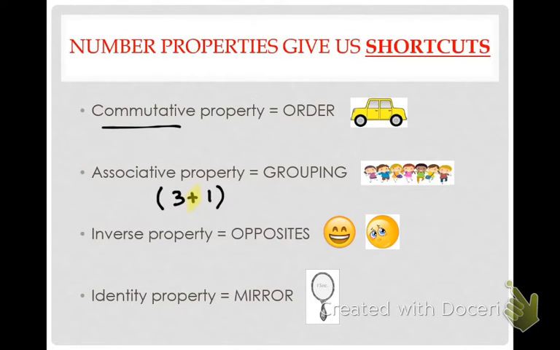Next up is the inverse property. Just remember, it all has to do with opposites. Memorize these shortcuts. And the final one, the identity property, is a mirror. When you look inside of a mirror, you see yourself. These numbers, if you are adding a 0 or if you're multiplying by 1, they are still going to get themselves according to the identity property.